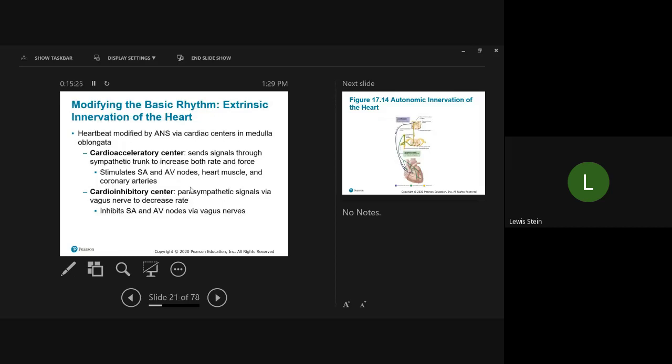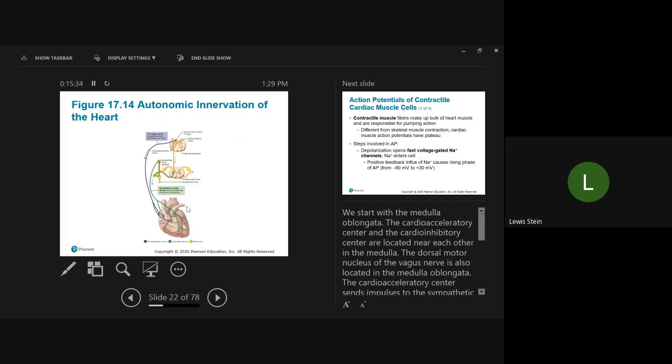Controls are fairly straightforward. We looked at those in autonomic. Okay. Sympathetic accelerates. Parasympathetic decreases it. Not a whole lot to say. They're showing you the locations of where the different fibers go to. Not a big deal at this point.